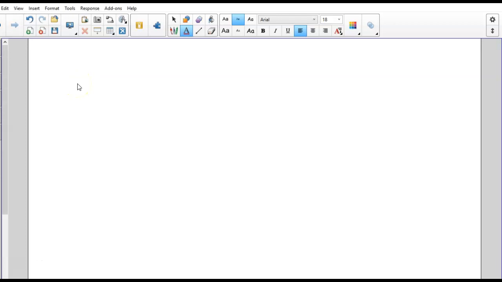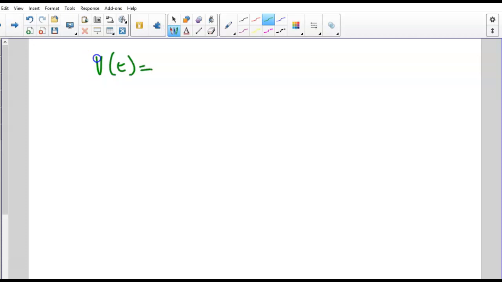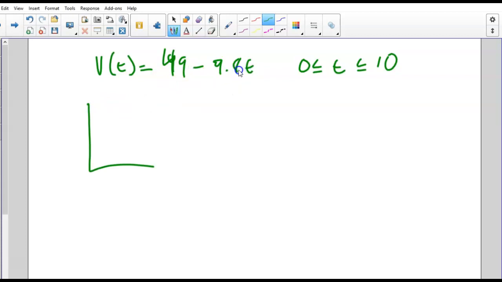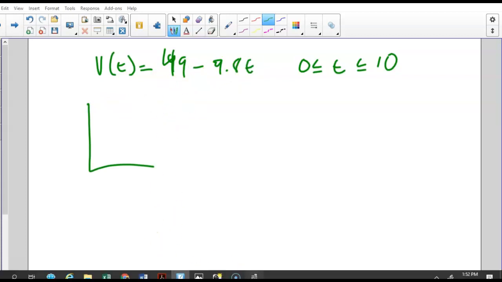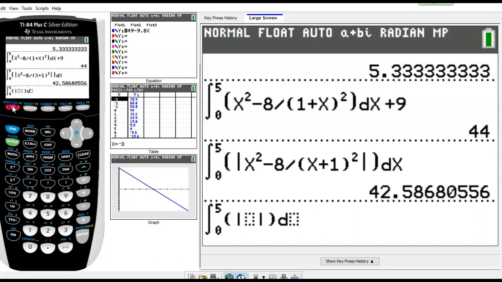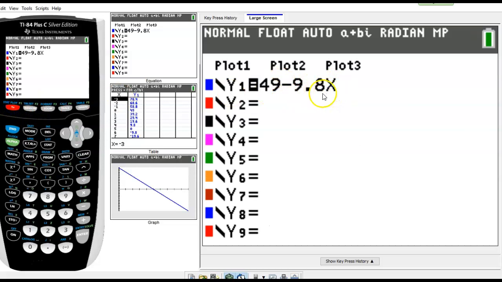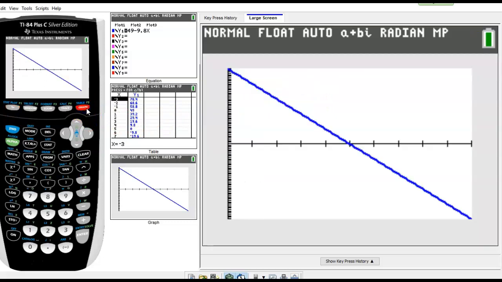Number one says you have this equation right here: V of t equals 49 minus 9.8t, between 0 and 10. First, what you need to do is graph this. Go ahead and graph this function in your calculator: y equals 49 minus 9.8x. We're going to graph it first. Then, of course, hit graph.